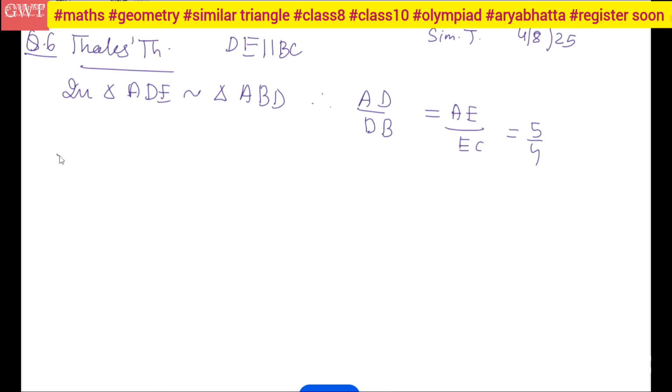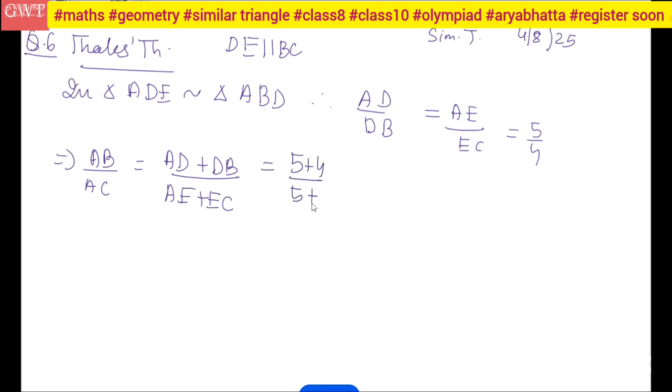So I can say that AB by AC is equal to AD plus DB plus AE plus EC, and this thing is equal to 5 by 4. So 5 by 4 upon 5 by 4 is equal to 1. This implies the triangle is divided into the ratio of 5:4 on both sides. So that's why these are similar.